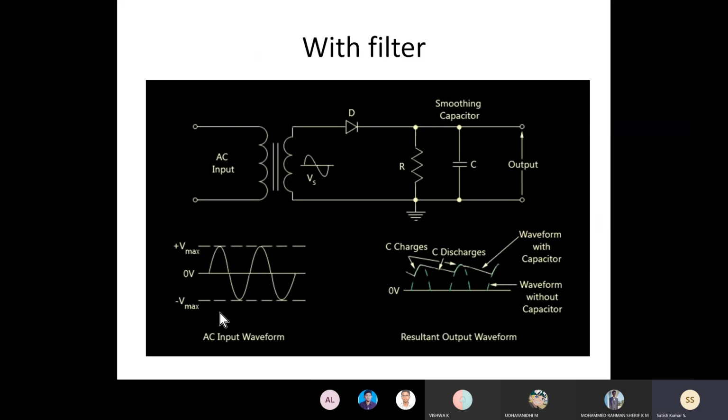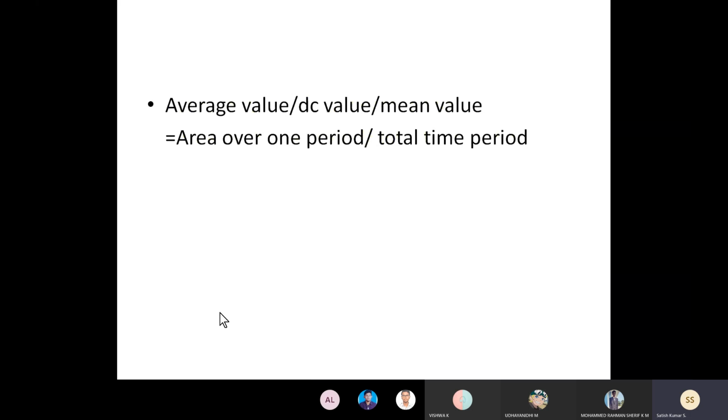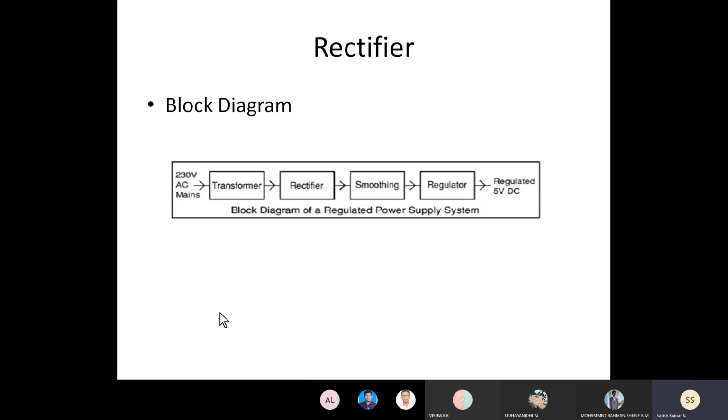From this block diagram, which I mentioned earlier has four stages, the first one is a transformer. The purpose of using the transformer is to reduce the given voltage. The second block is rectification, which is used to convert AC to DC. After conversion, are you getting a pure DC waveform? Which kind of waveform do we obtain in our half-wave rectifier?